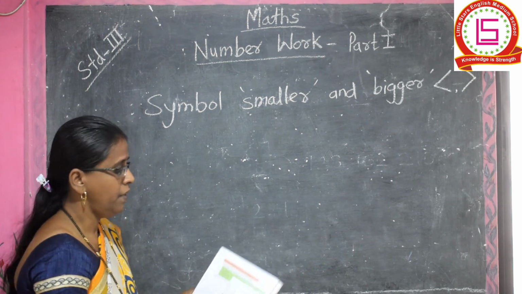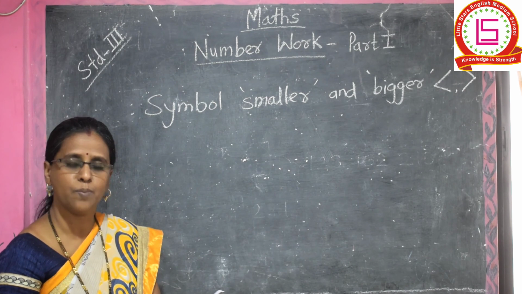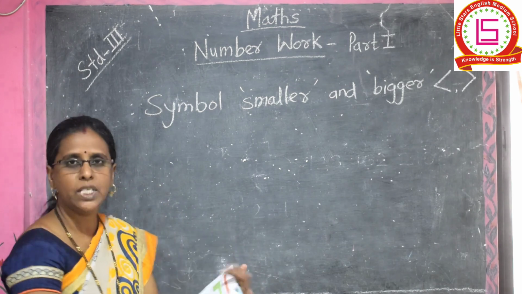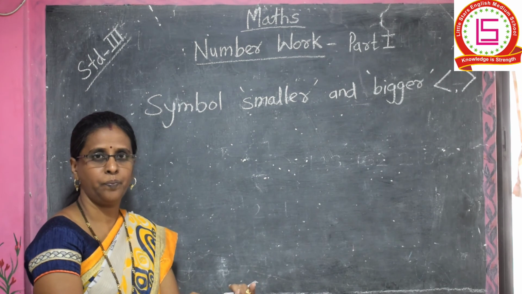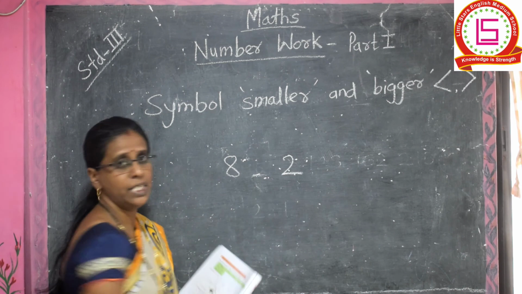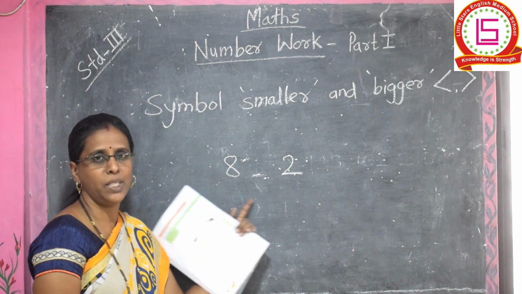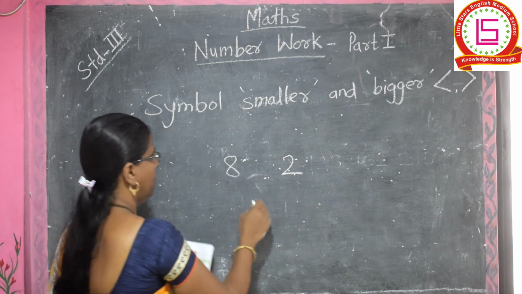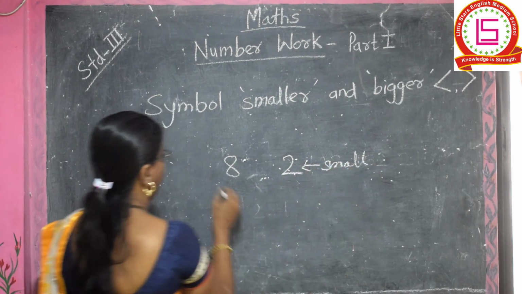Okay, see, the first table is given here. Say which number is bigger and which is small. Okay, first you write here which number is small and which number is big. Okay, see, the first is 8 and 2. In 8 and 2, which number is small and which number is big? It's very simple, you know that. Yes, 2 is small and 8 is big.